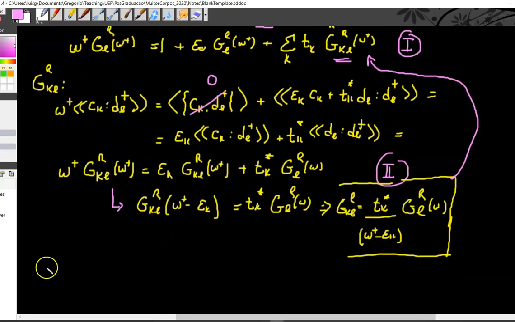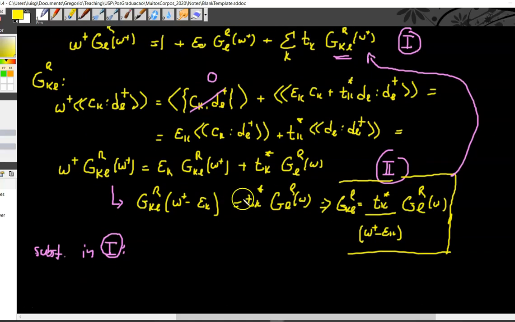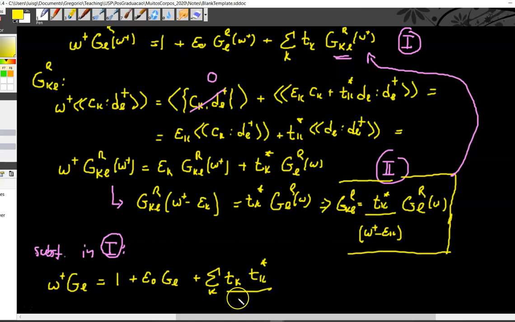So let's go a little bit down. So substituting in 1, I get this. So let's rewrite 1. Yeah, let's keep 1 there. So 1 is omega plus GL. Yeah, I'll write the R and omega later. Equals 1 plus epsilon 0 GL plus summing K TK times this. There will be a TK star divided by omega minus epsilon K times GL. Now this is a sum over K. There's no K here, so we have this.